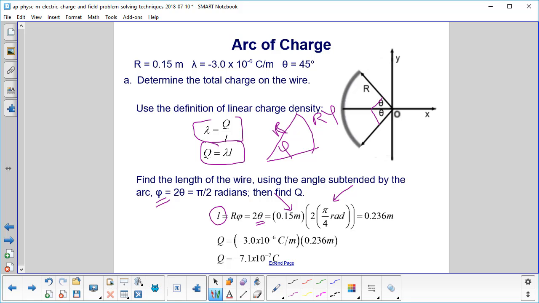So I can now plug that length into this equation right here, and I have negative 3 times 10 to the minus 6 coulombs per meter times 0.236 meters, and I find my total charge is a negative 7.1 times 10 to the minus 7th coulombs.